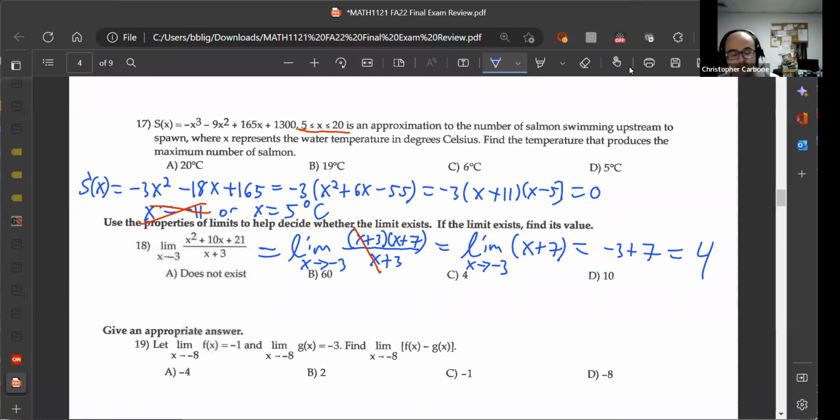Then for number 19, we want to let the limit as x approaches negative 8 of f of x be equal to negative 1, and the limit as x approaches negative 8 of g of x be equal to negative 3. And we want the limit as x approaches negative 8 of f of x minus g of x. So in this case, negative 1 minus negative 3. And that will just give us an answer of 2.